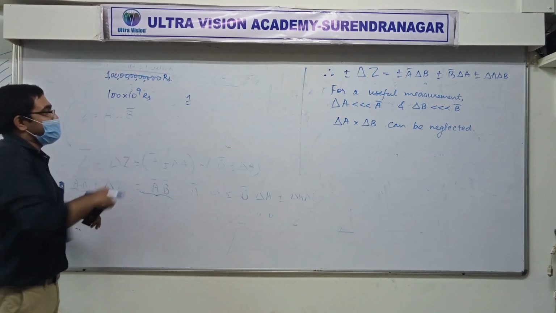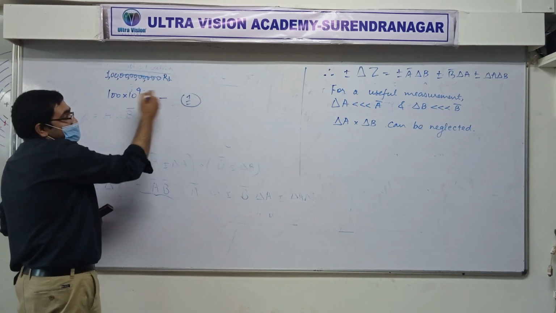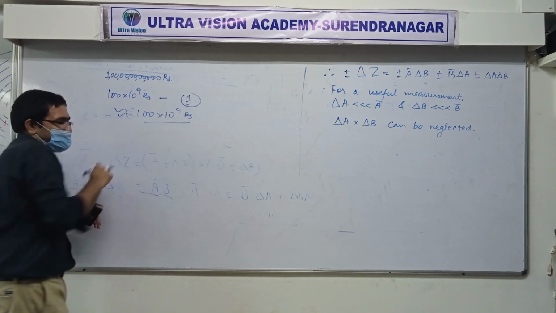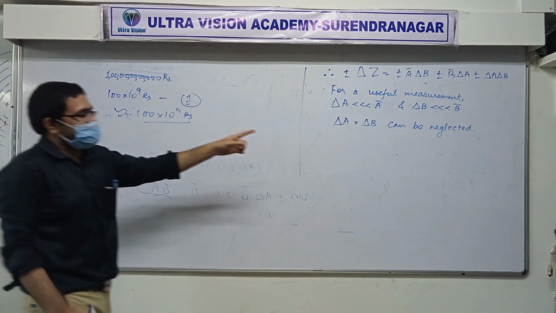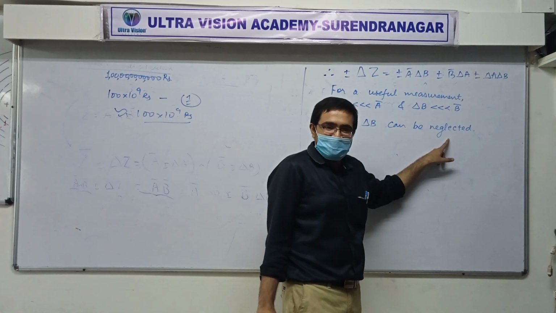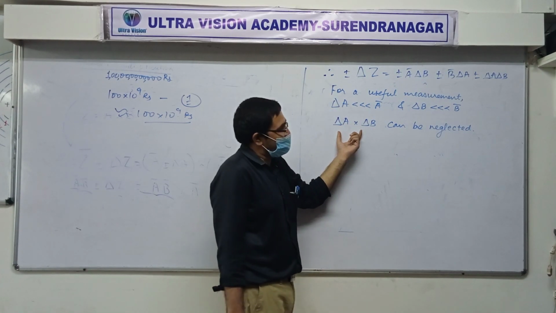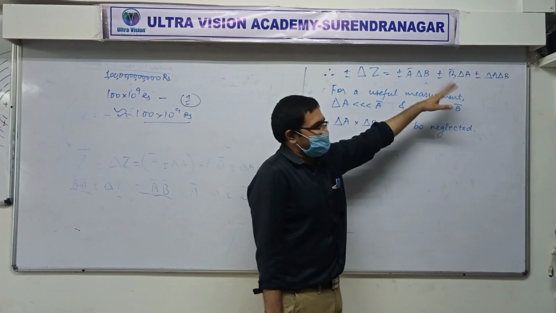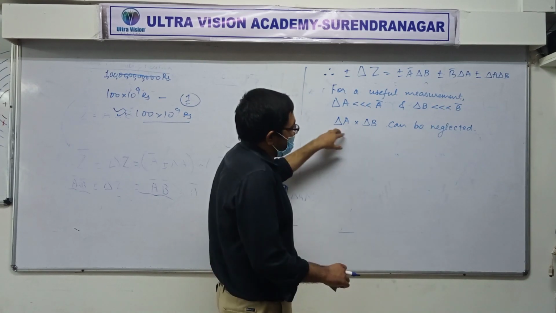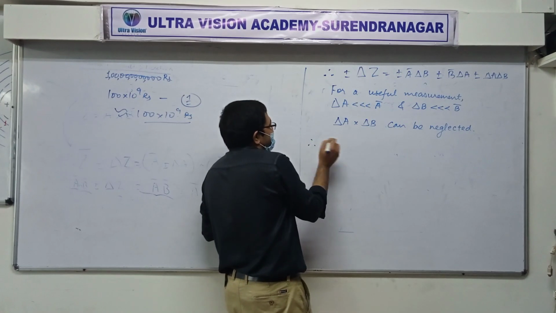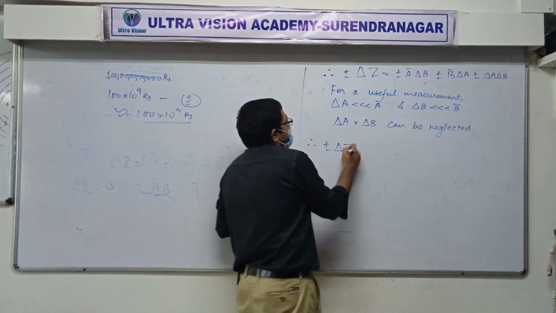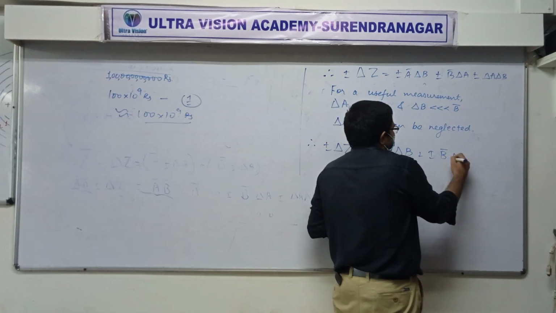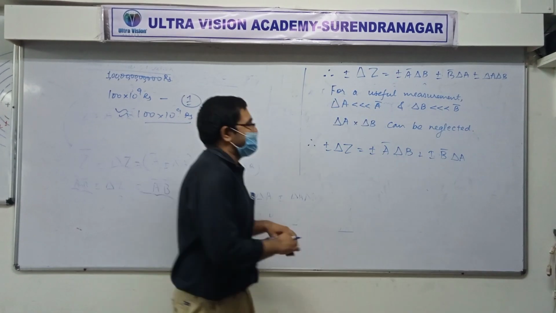Neglected. Why neglected? Because it is very small compared to the other thing. This minus 1, same. 1 rupee, 2 rupees, clear or not? That is the concept of neglected. So when something is very small, we can neglect it, ignore it. Neglect means basically ignore. So if delta A into delta B is very small, we will neglect it. That's why plus or minus delta Z is equal to plus or minus A bar delta B plus or minus B bar delta A, plus 1 gone. Neglected.